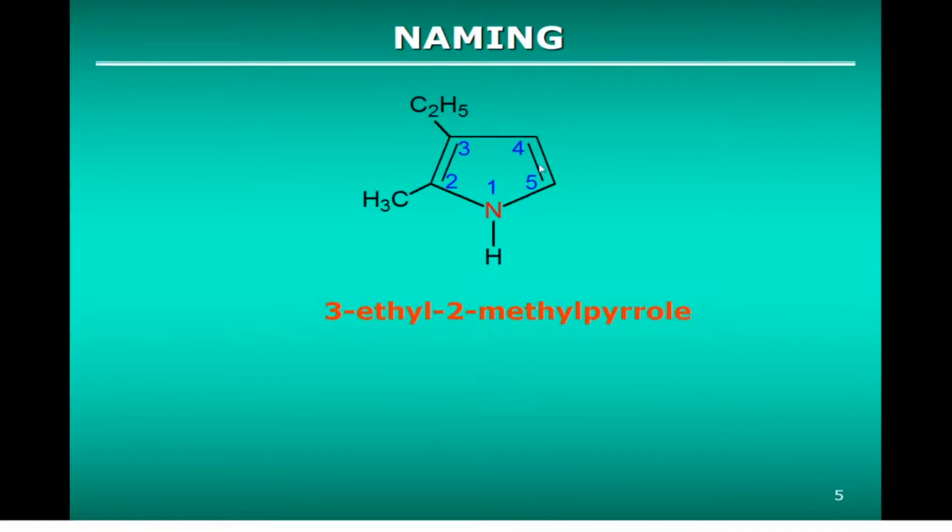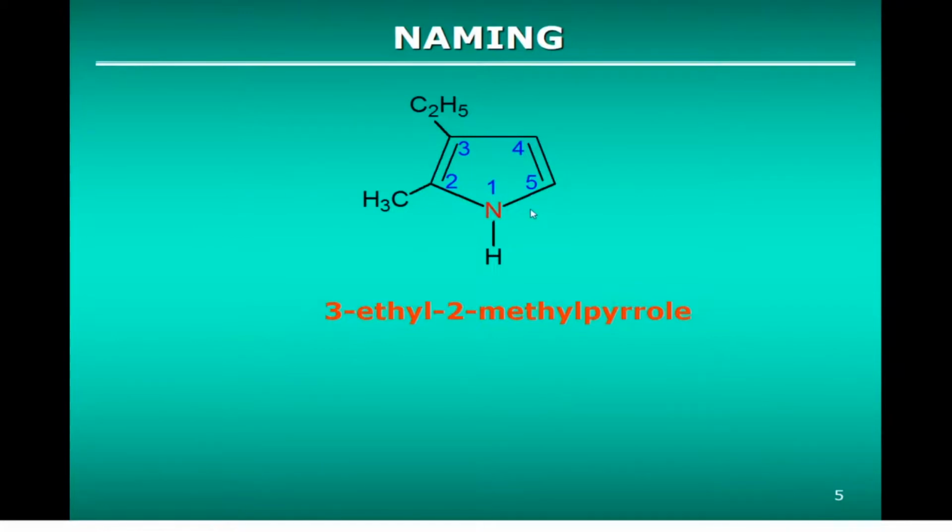So what about numbering? Nitrogen as a heteroatom should be numbered first. And then we will look clockwise for substituents with as small a number as possible. It starts earlier. That's why we move this way. It says 3-ethyl. As you remember, we number the prefix part according to alphabetical order. 3-ethyl, 2-methyl pyrrole.